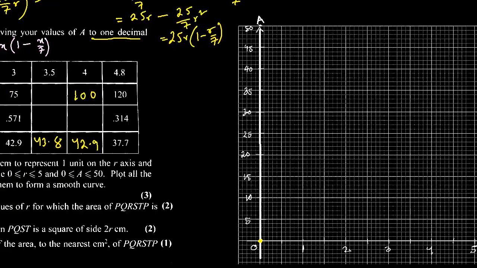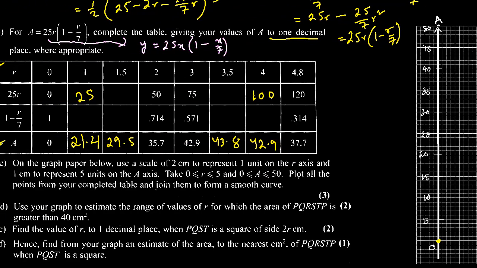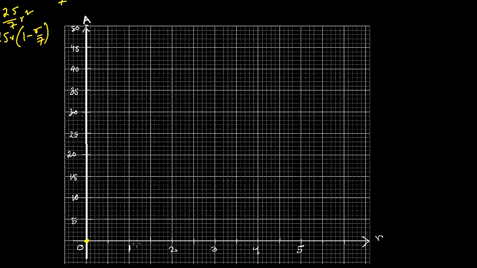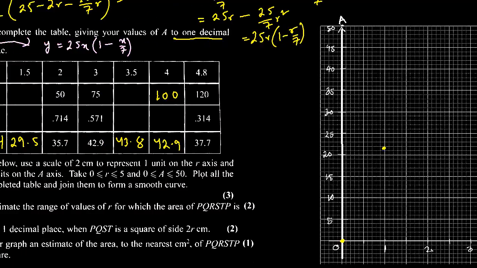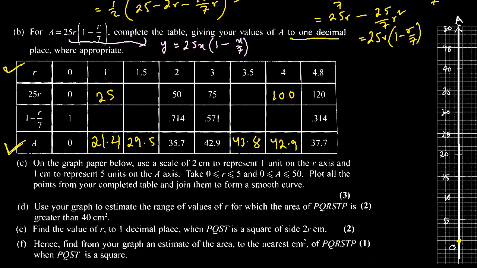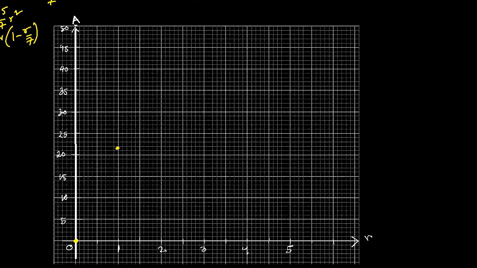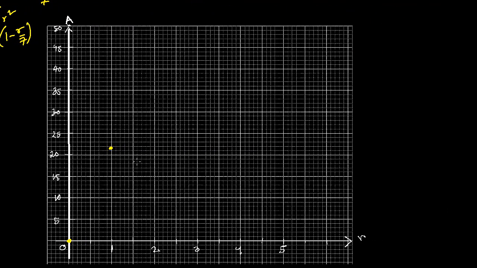The next point that we have is when the x coordinate is 1, the y coordinate is 21.4. So when we have 1, we have 21.4. So this is 1, 2, 3, 4, 5, so around here. Since every small square is 1, we can use this. The next one is when the unit is 1.5, the y coordinate is 29.5. So this is 1.5 and 29.5 is somewhere around here.